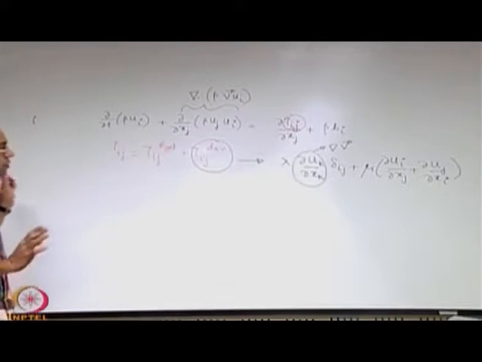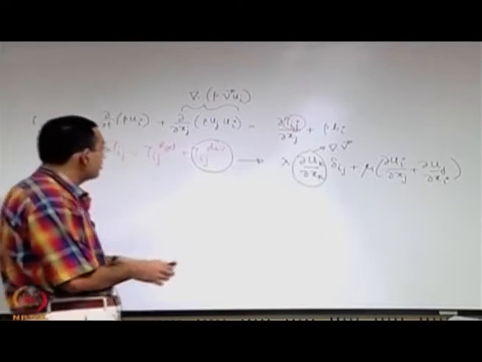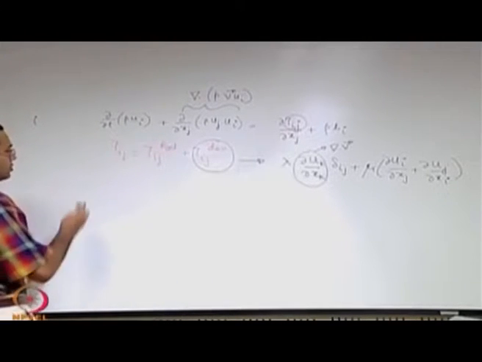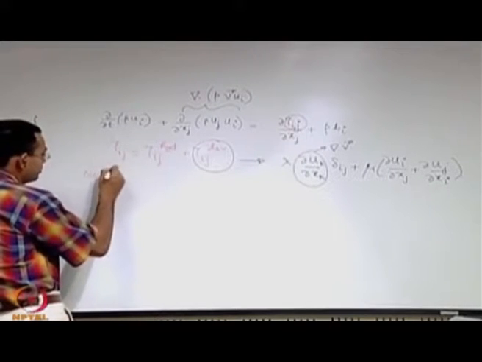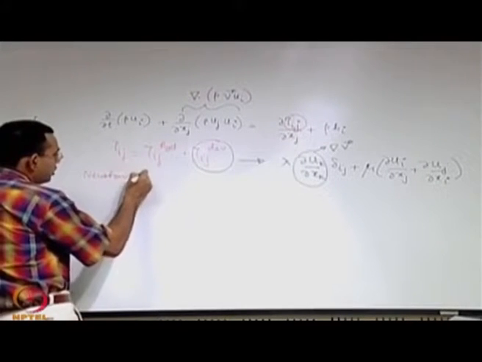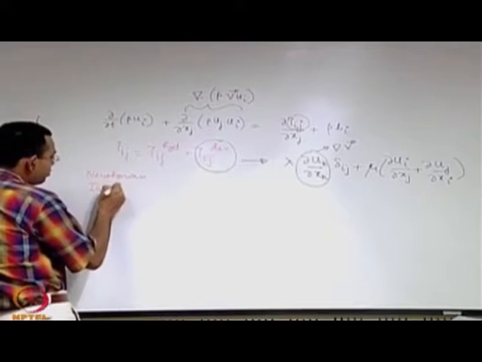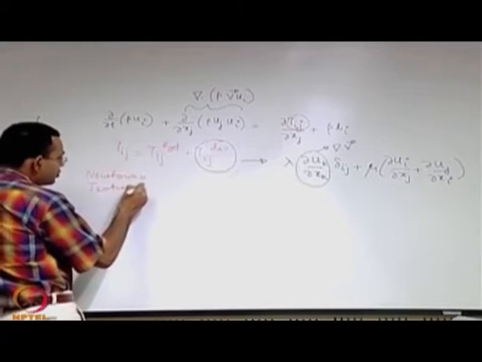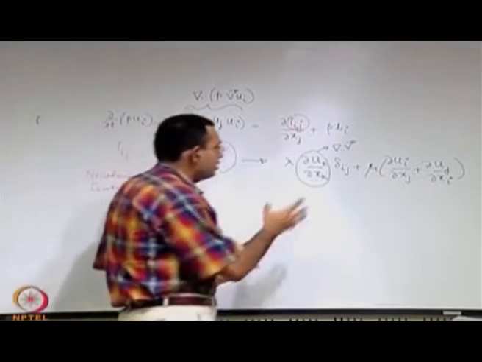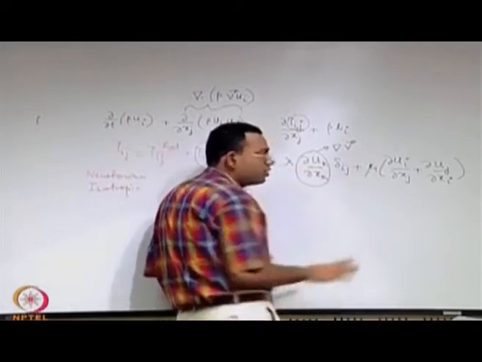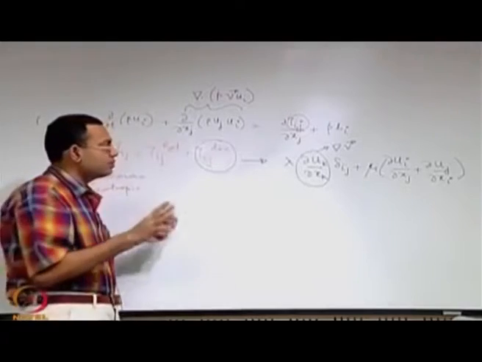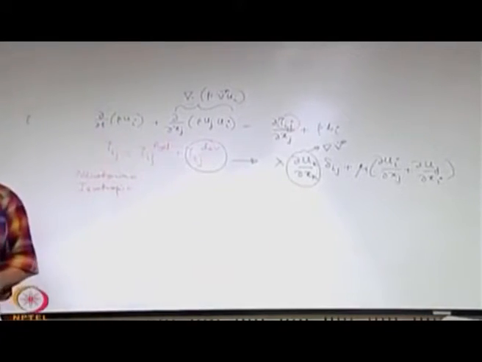See, Newtonian fluid is one important thing. So you have Newtonian fluid. The most important property that we have used is isotropic fluid. Homogeneous fluid will imply that this lambda and mu are not dependent on xi, that is, position.